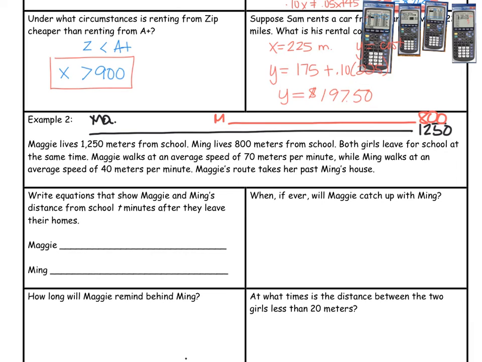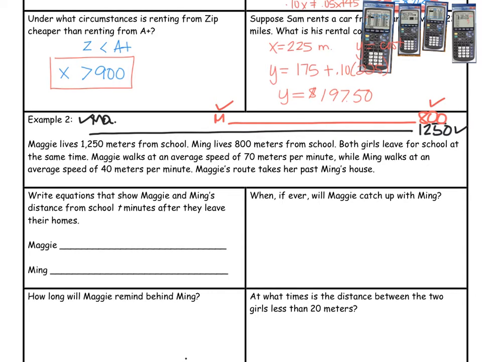A quick diagram up here. Maggie's distance to school is 1,250 meters. She has to go past Ming's house, and Ming's distance from school is 800 meters, not miles. So we need to write an equation that shows Maggie and Ming's distance from school in t minutes after they leave their homes. So again, we're going to define our variables.